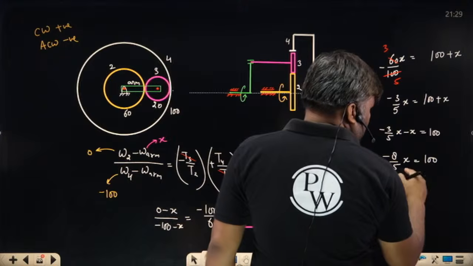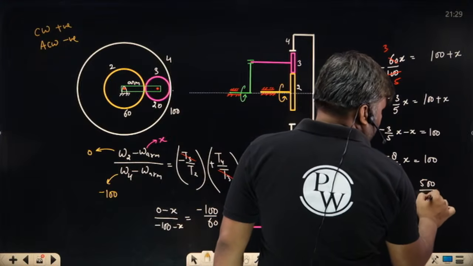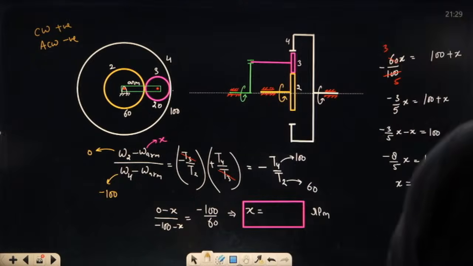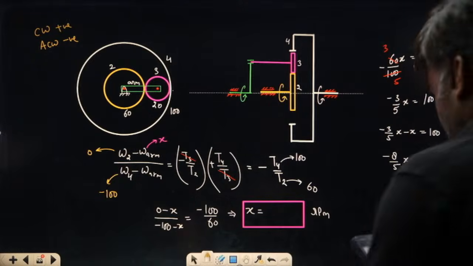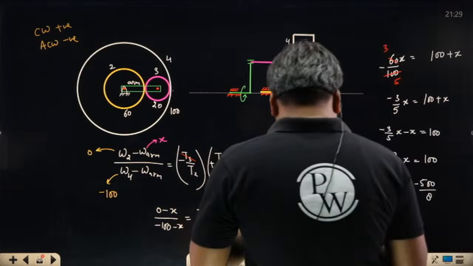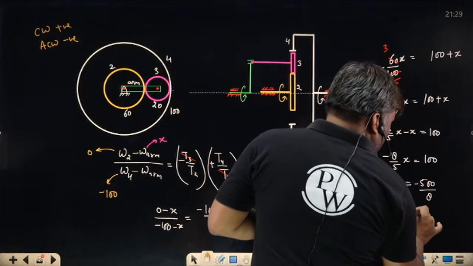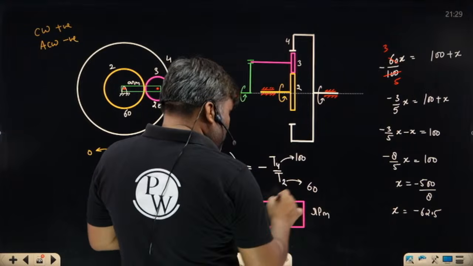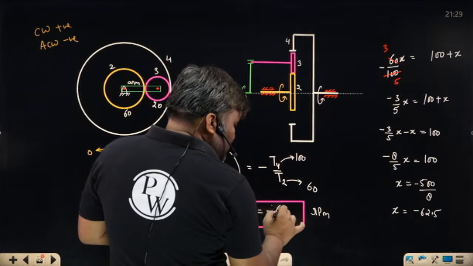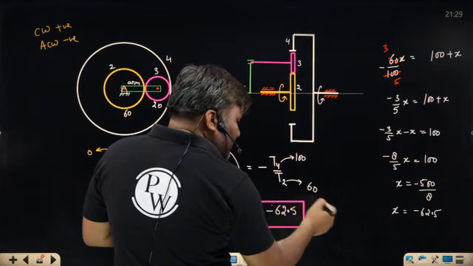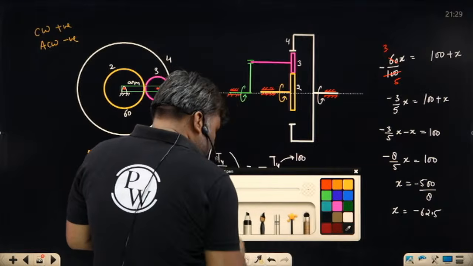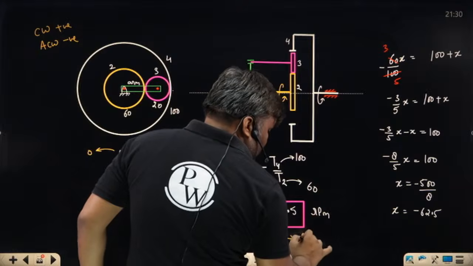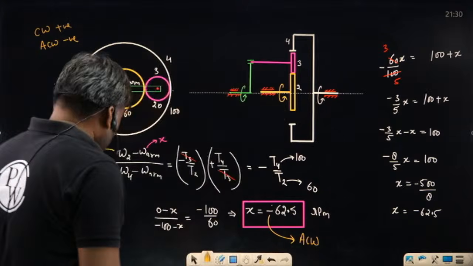X is coming out to be what? 500 divided by 8, negative. What is this value? 500 by 8 is how much? 62.5. So this x is coming out to be minus 62.5. What is the meaning of minus 62.5 RPM? Minus is indicating that it is anti-clockwise.